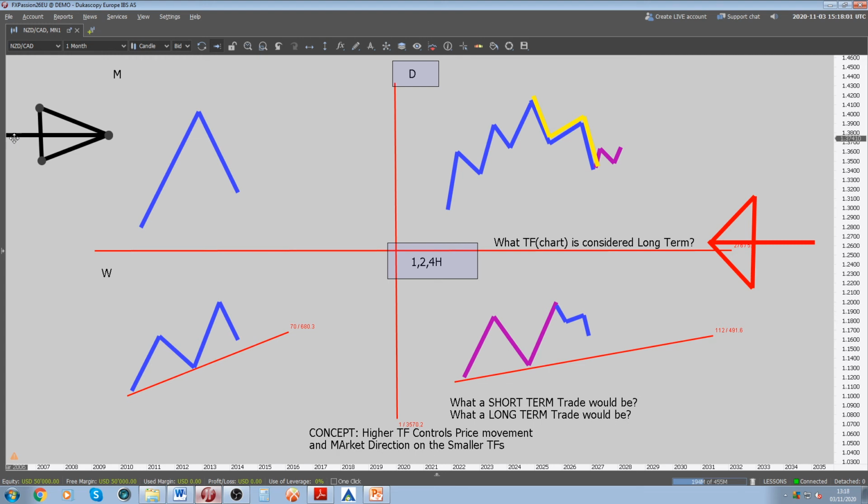Monthly, weekly, daily. So can we enter from the 1 hour, 2 hour, 4 hour time frame? Can we enter the market based on what the 1 hour, 4 hour, 2 hour time frame is doing? Yes or no? If we are going to put a long-term trade and the long-term time frames are the monthly, weekly and daily, can we enter a trade on the 1 hour, 2 hour, 4 hour chart based on what that chart is doing? Yes or no?